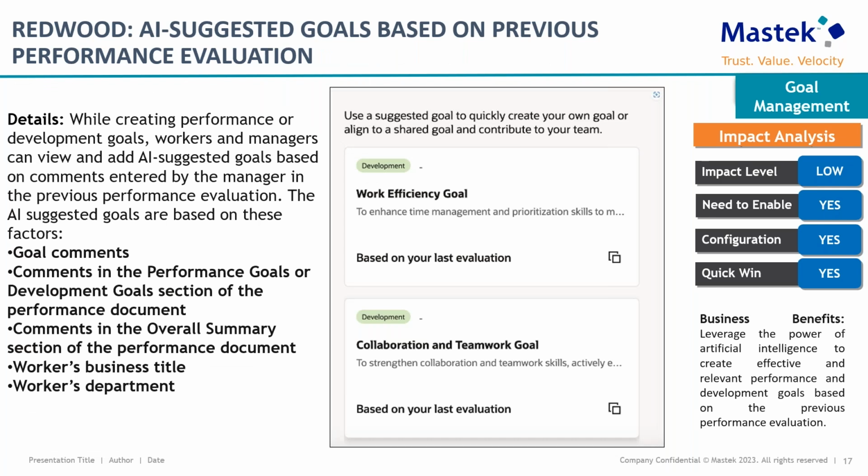The next one is AI suggested goals based on previous performance evaluation. So again, this is an update in Redwood UI of talent management, where Oracle would be suggesting you goals based on the previous performance evaluation. So once the evaluation is done, Oracle will help employees to write goal comments on performance goals or development goals, or to help managers and employees add their comments on overall summary based on the goal type, based on your previous responses, based on your ratings in previous performance evaluations. This has to be enabled from a profile option, hence configuration is required to be done, and this would only be supported on the Redwood page of goal management.